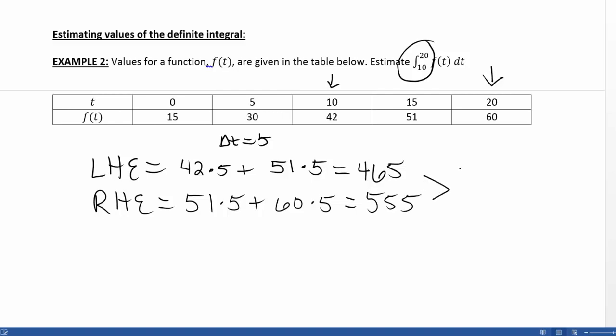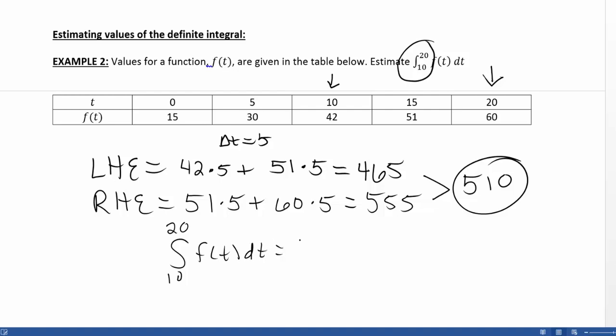So our best estimate is going to be to average those together. And so when we average those together, we get 510. So here, our best estimate for the integral from 10 to 20 of f of t dt is going to be 510. So again, if you're using the integral to talk about estimating from a table, you really need to pay close attention to the bounds on the integral because that's going to tell you where you are looking.